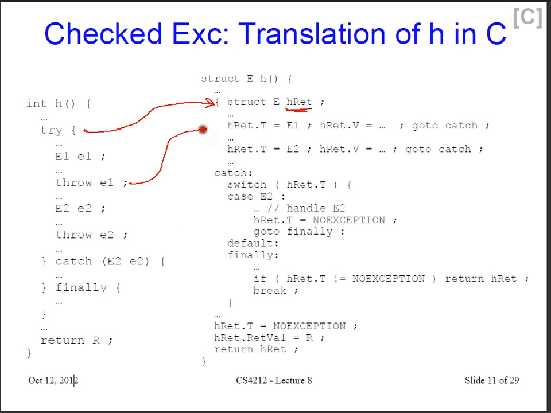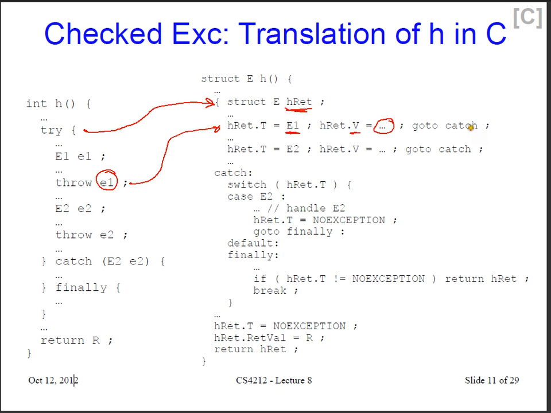Whenever we need to throw E1, what we need to do is set the type to E1. So we're assuming this is a symbolic constant that encodes the type of E1, and the value, the V of the exception, should be set to whatever the contents of E1 is. So this should be equivalent to whatever is the contents of E1. And then we can proceed to catch.